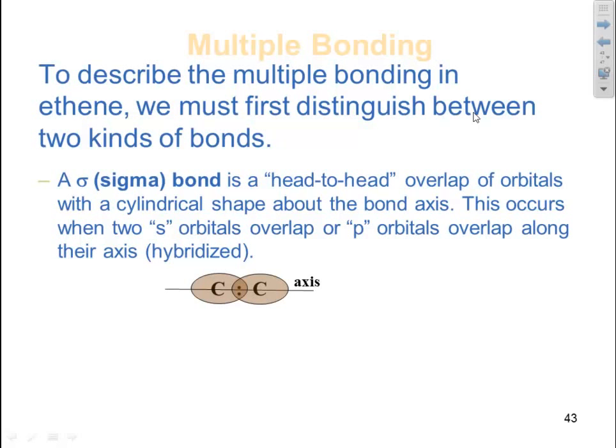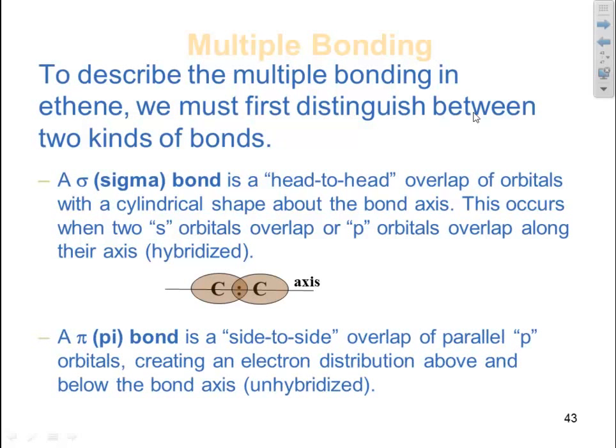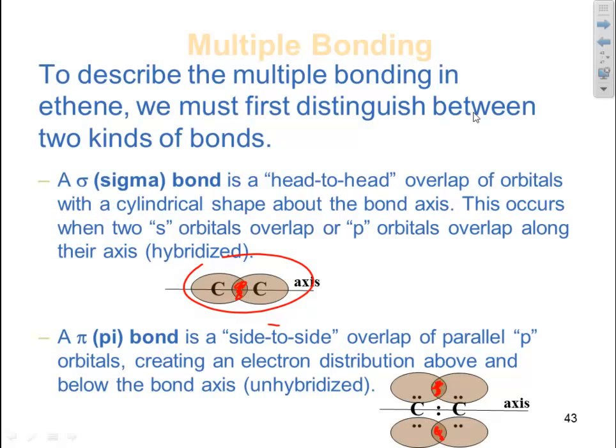It's a head-to-head overlap. A pi bond is a side-to-side overlap of parallel p orbitals, creating an electron distribution above and below the bond axis, unhybridized. So what you have here is a carbon-carbon situation. I have my axis, and we're saying the overlap is occurring above the axis. It's not occurring along the axis. So here's my overlap, and here's my overlap. It's not along the axis, while this is along the axis. So this is a head-to-head. This is a side-to-side. Okay, it's not along that axis.